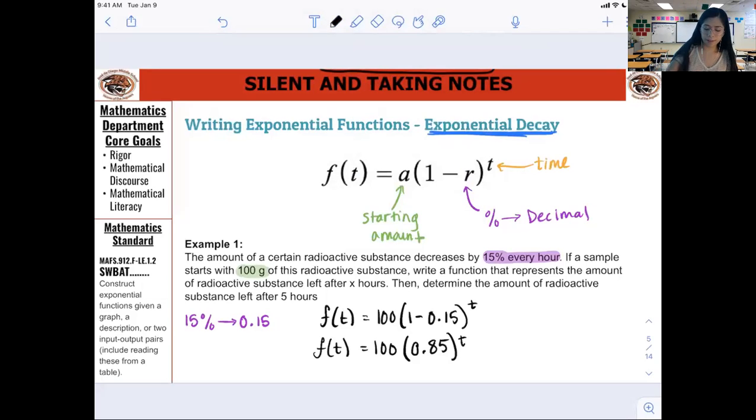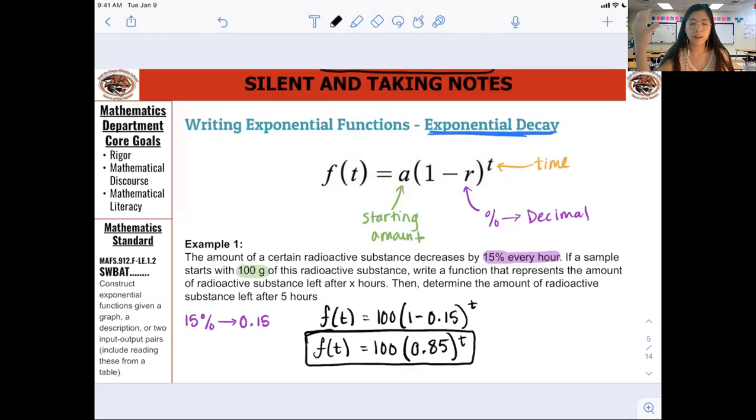What's inside of the parentheses? We subtracted instead of adding. Right. Lower than 1. So the number ends up being less than 1. And that's how you can always tell when you have exponential decay. So the rate inside of those parentheses is going to be a decimal less than 1, 0 point something. Okay, so there's our function.